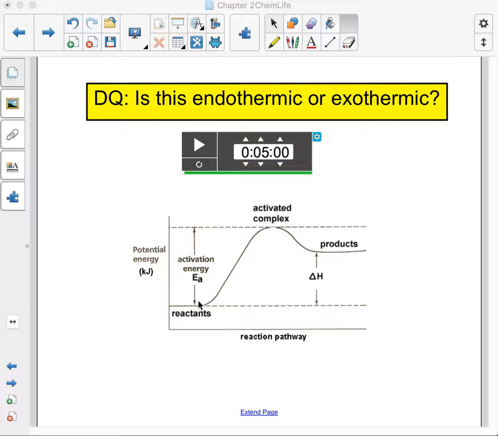If you have your DQ out, I'll let you answer it so that we can get a little bit closer to rolling the dice for some prizes.